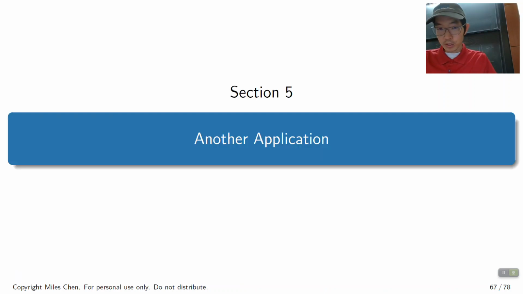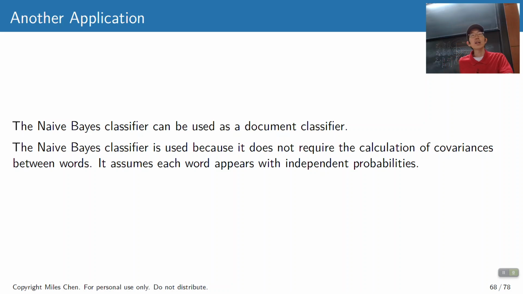Okay, we're going to finish early today. I've got one more application of the naive Bayes classifier, and this is where it is useful to have the naive assumption. You can use the naive Bayes classifier as a document classifier. Meaning you have text, you have documents, some kind of article or a story, and you want to classify it. This article is about politics. This article is about sports. This article is about finance or something like that.